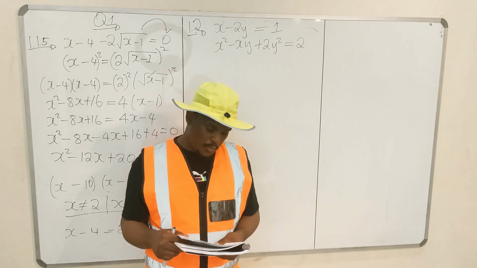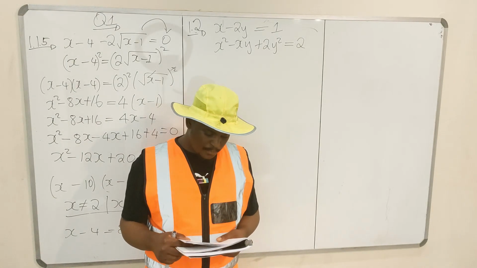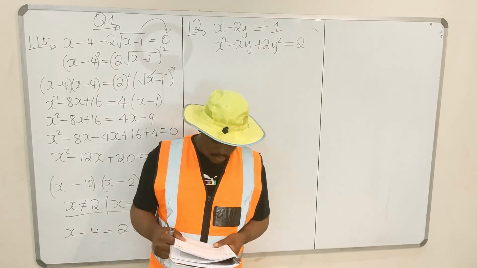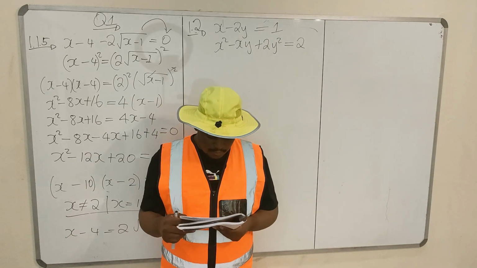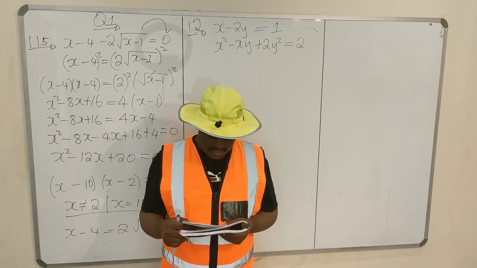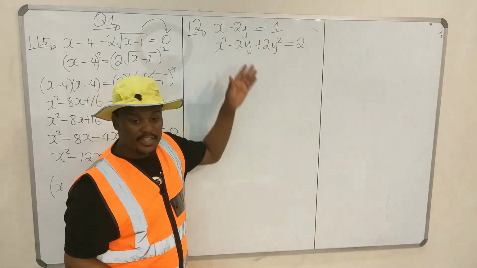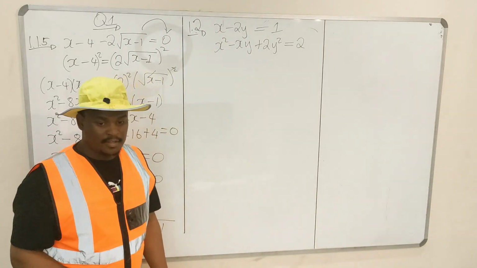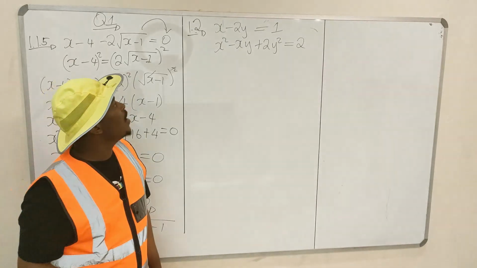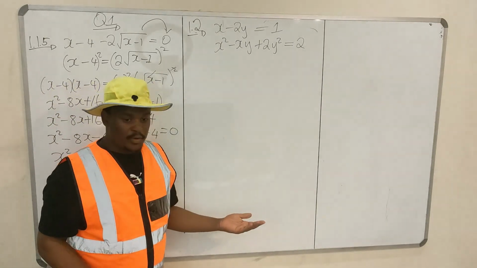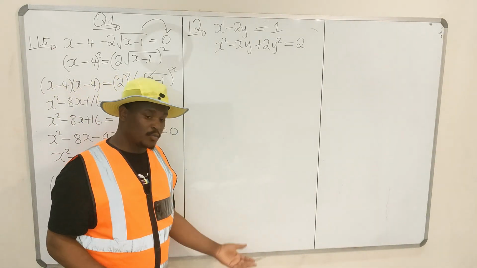Okay, so now we're doing 1.2. So 1.2 reads as follows: solve the following equations simultaneously. So they want you to solve for these equations simultaneously. Is that clear? Yes.